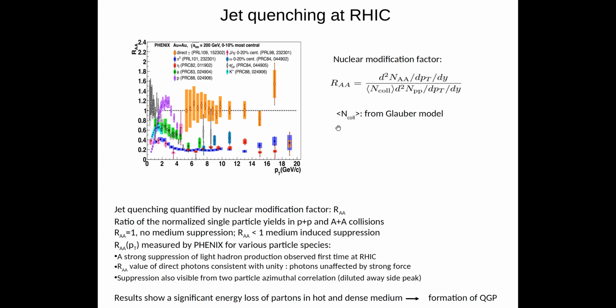And the away side peak basically corresponds to the particles which traverse a larger path length inside the medium, and that means while traversing they get suppressed in the medium because of the energy loss of the highly energetic partons inside the medium. So ultimately this results in a significant energy loss of partons in the hot and dense medium, and this directly indicates the formation of Quark-Gluon plasma.